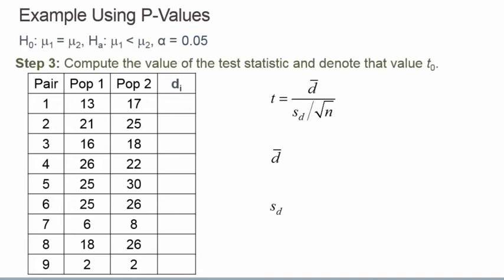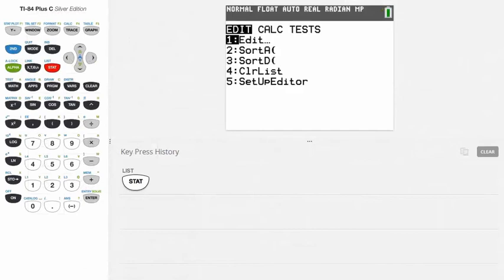Step 3. Compute the value of the test statistic and denote that value t sub 0. Our formula is t equals the mean of d divided by the standard deviation of d divided by the square root of n. We need the mean of d and the standard deviation of d. In order to do that, we need to find d sub i for each pair, which is population 1 minus population 2. Then find the mean and standard deviation of that column. We're going to use our calculator.